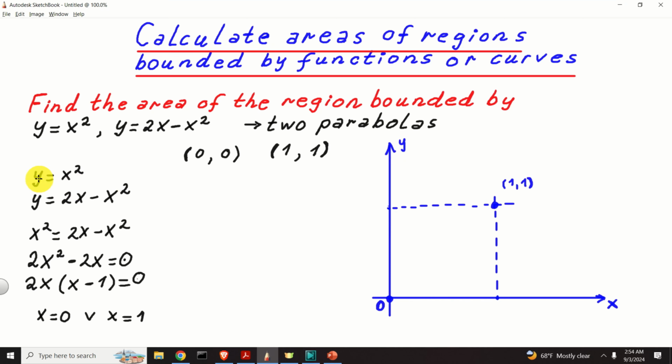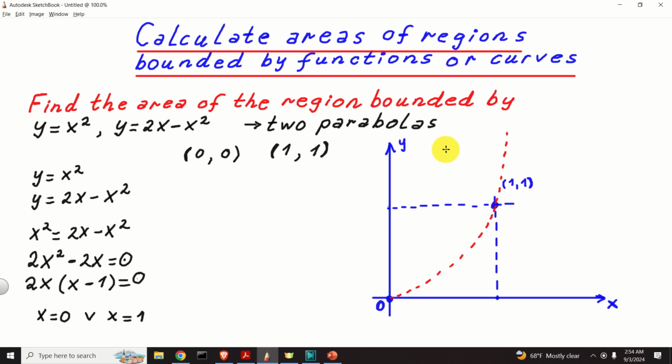Good. First of all, let's sketch this function. y is equal to x squared. This function looks like this. It is a parabola starting from 0, and it has this shape.